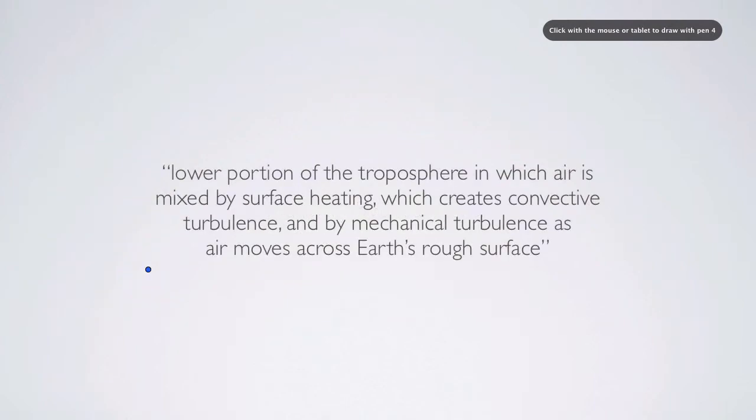Now, within the troposphere is what we call the planetary boundary layer. And this part is really important because it determines where the exchange between terrestrial ecosystems and the atmosphere is circulated. The planetary boundary layer, the authors define as the lower portion of the troposphere in which air is mixed by surface heating, and it creates convective turbulence, and by mechanical turbulence as air moves from the Earth's rough surface.